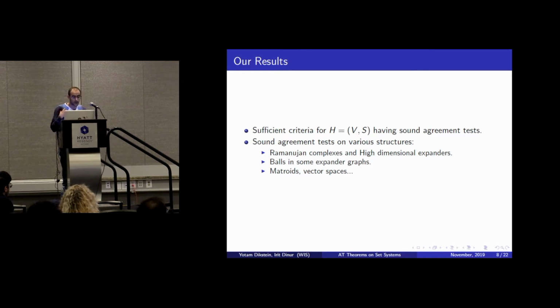One example is high-dimensional expanders. And for those of you who weren't in Tali's tutorial, I'll just say that these are essentially the hypergraph equivalent of expander graphs. We also got agreement tests for balls in some expander graphs, matroids, vector spaces, and many new and interesting set systems, and some not so new.